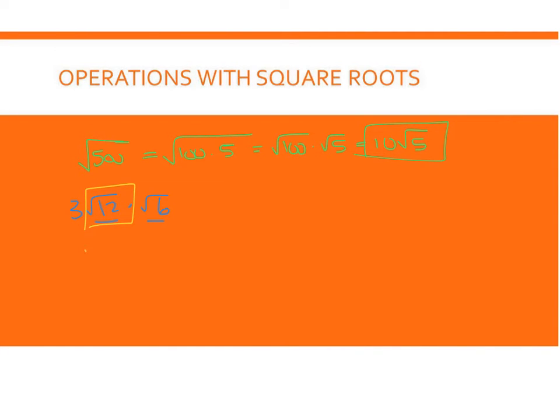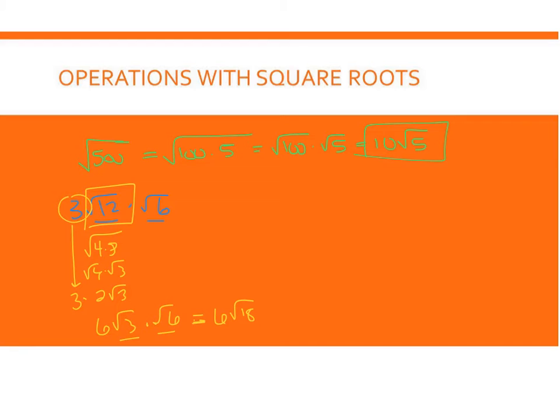So the square root of 12 is going to be the square root of 4 times 3, which is going to be the square root of 4 times the square root of 3, and so we get 2 square root of 3. But I have this 3 out front, so it's 3 times, so this is going to be 6 square root of 3 times the square root of 6. Now I'm going to multiply those together and get 6 square root of 18.